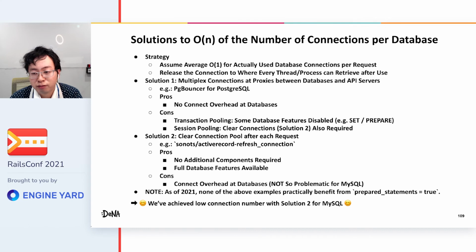Solution 2 is to clear the connection pool after each request. ActiveRecord's clear connections is famous for this solution. The pros of this solution are that there are no additional components required, and full database features are available. Although this has a connect overhead at databases, this is not so problematic for MySQL, and we have achieved a low connection number with solution 2.